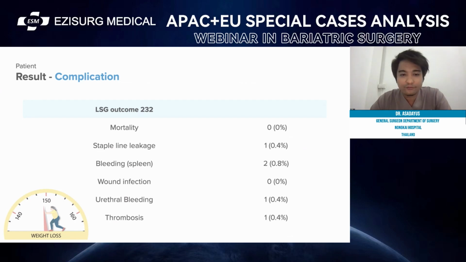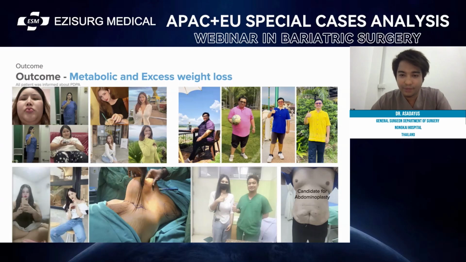And 1 patient developed a thrombosis 2 months after surgery. She came back to the emergency room with abdominal pain and fever. We did a CT scan in the same admission, which showed thrombosis of the portal vein, and it resolved by giving anticoagulant medicine like enoxaparin. Here are some pictures of the patients in this study, 5 of whom underwent abdominoplasty 2 years after surgery.